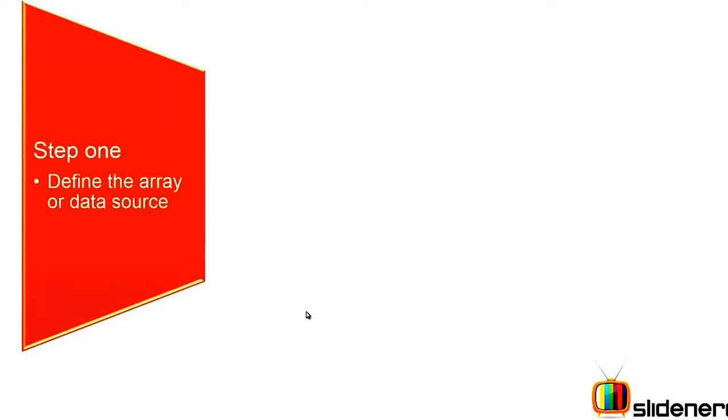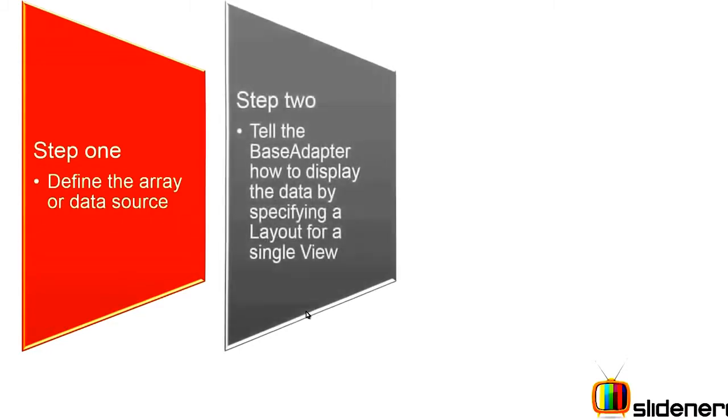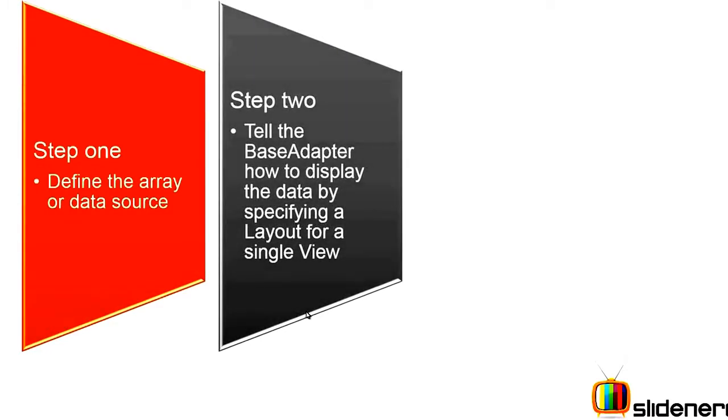Alright, so at this point you probably ask me the question, what are the steps in creating a grid view? So these are the following steps. Step 1, define the array or a data source like we discussed. Step 2, create a base adapter and tell it how to display the data by specifying a layout for a single view. Now remember, the base adapter creates a single view object, right?